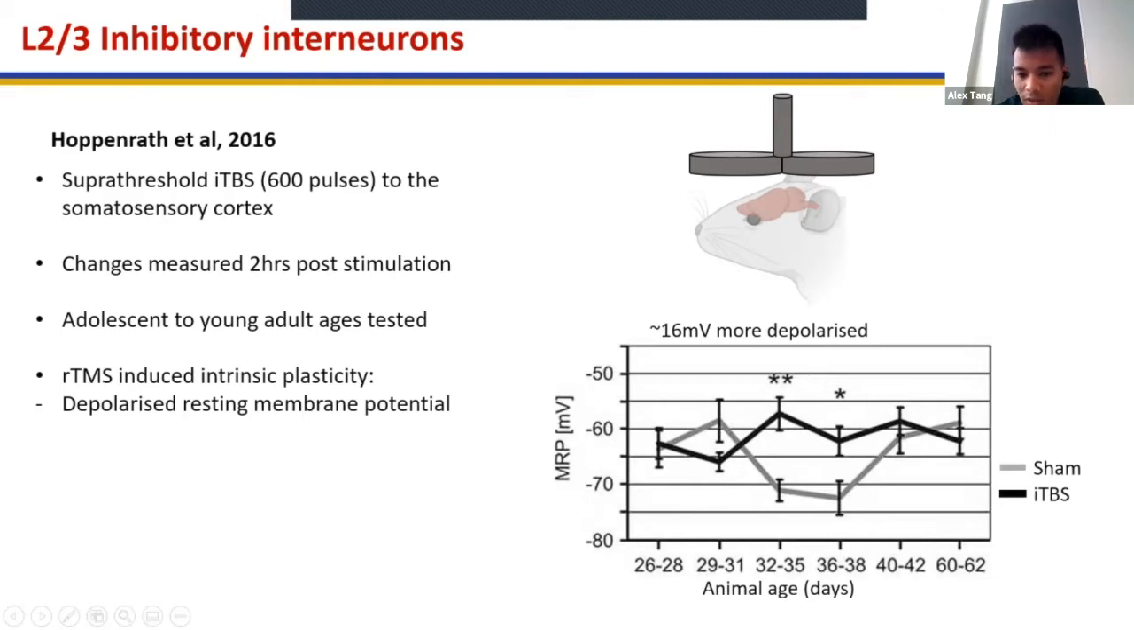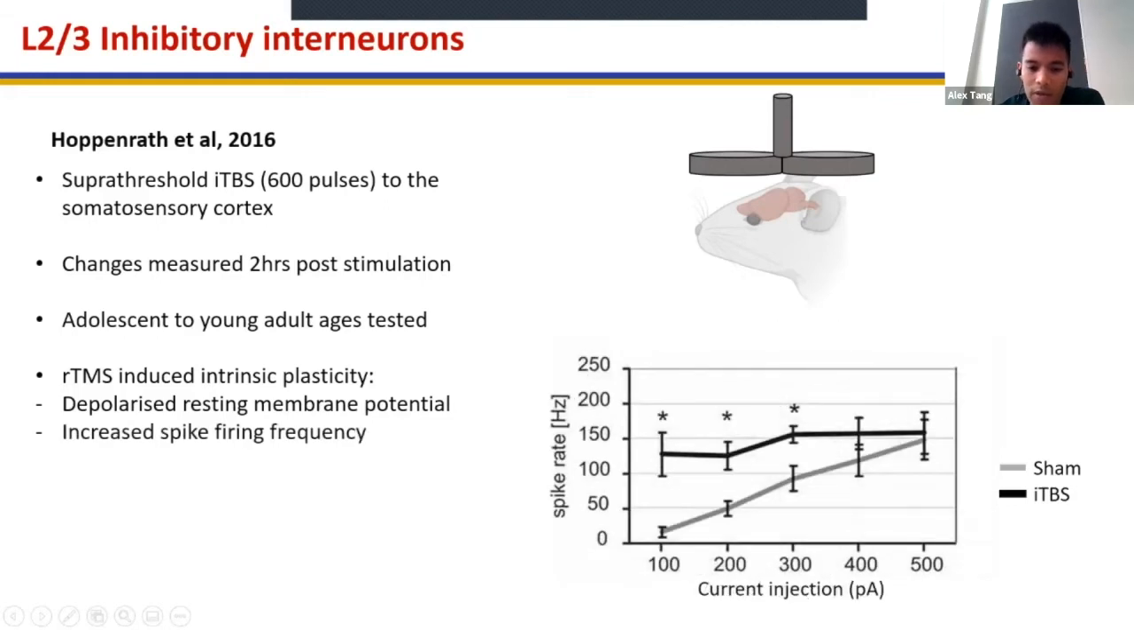When they looked at these cells which had a more depolarized resting membrane potential, they also found that if you looked at the input-output recruitment curve and injected current into them, these cells not only had a depolarized resting membrane potential, but they actually generated more action potentials in response to stimulation. And so taken together, this suggests that, at least in this paradigm, iTBS was increasing neural excitability by changing these membrane properties.